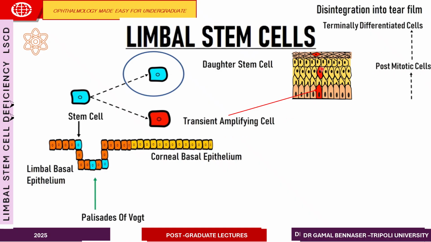And these post-mitotic cells also will migrate to the surface to form the terminally differentiated cells, which later on will be shed and disintegrated into the tear film. So this is the normal cell cycle of the limbal stem cells. Upon stimulation, it will migrate from the limbal area in a centripetal fashion, then towards the surface, transferring from transient amplifying cells to post-mitotic cells, and finally to terminally differentiated cells.